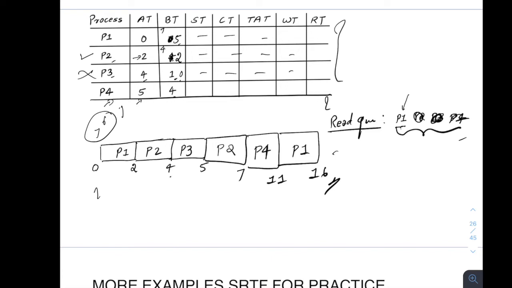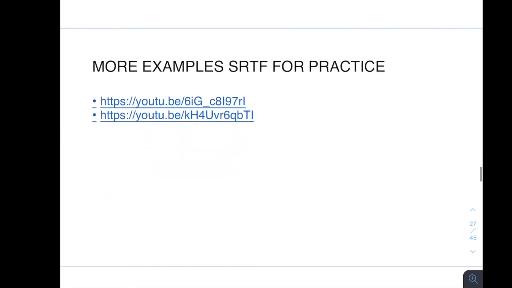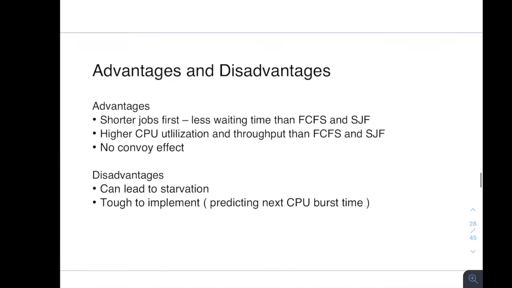And this is quite tricky to solve because you always have to wait and see the arrival time of the next process, and then check the burst time again and do the scheduling. That's why preemptive scheduling is quite tricky. And you can practice a lot more problems here to understand SRTF more.